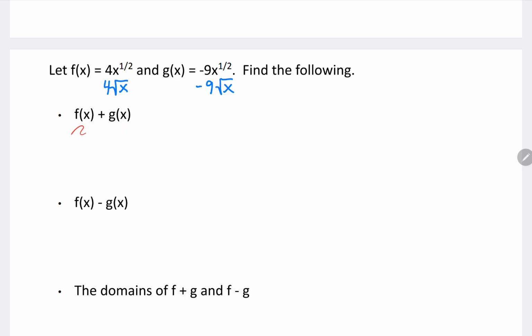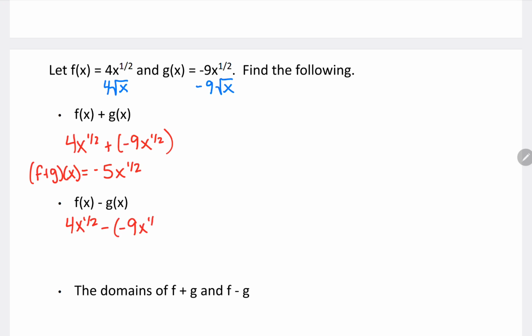If I leave them as 4x to the 1/2 plus negative 9x to the 1/2, they match, they're like terms, so we're just adding those coefficients together to get negative 5x to the 1/2. That's what f plus g of x would be. And then when we're subtracting, we would just have 4x to the 1/2 minus negative 9x to the 1/2. Similarly, we're combining like terms, but this time it's 13x to the 1/2.